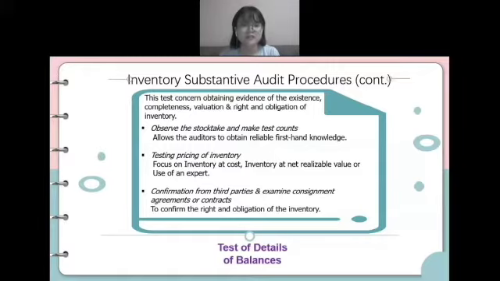Next is confirmation from third parties and examining consignment agreements or contracts. If our client has some inventories outside their company, meaning it is placed outside of their company, then we need to confirm with the third parties regarding the existence of these inventories. If the client has goods on consignment, we also need to confirm with the third party. This is to prevent the client from recording the goods on consignment in the year-end inventory record.